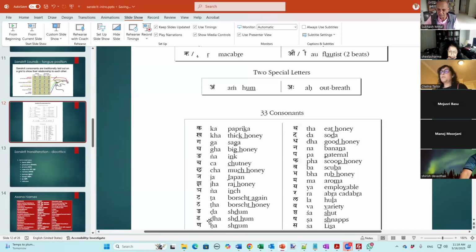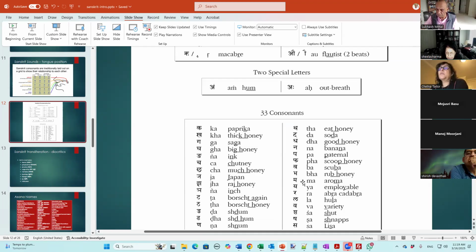All right. And then we have pa, and again pa. Pa is Peter or page. That's pa. It's aspirated. Same thing with ba. Ba is like in baby. Then ma, like Mary or mother.